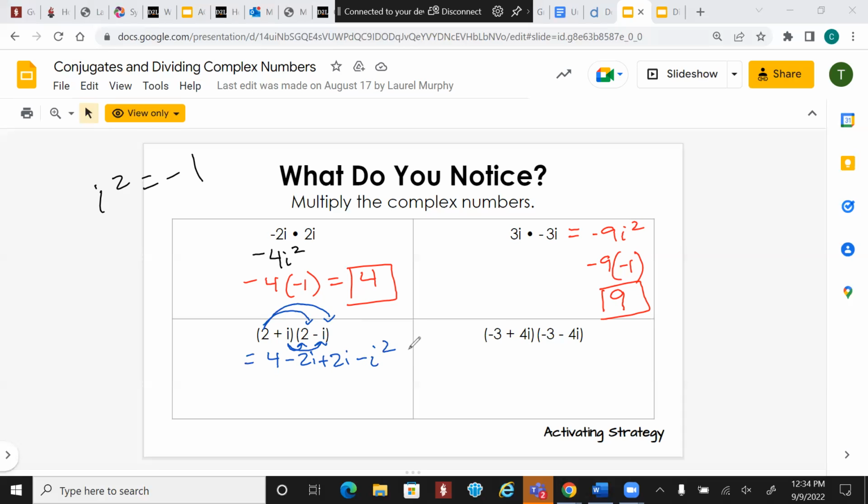So just like back when we were doing regular polynomials with x's, we're going to combine our like terms on this one. So we've got this -2I plus 2I. That's going to cancel out. I'm going to bring down this 4 and this -I squared, but that -I squared can turn into a -1. And since it was already negative and we have a -1, that's going to be a +1, which is going to be 4 plus 1, which gives me 5.